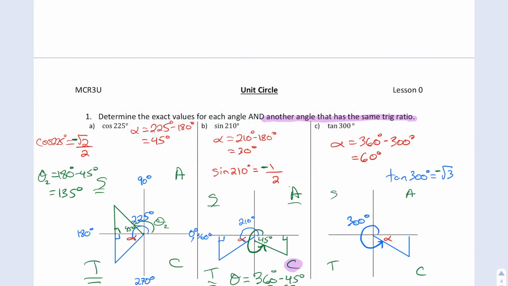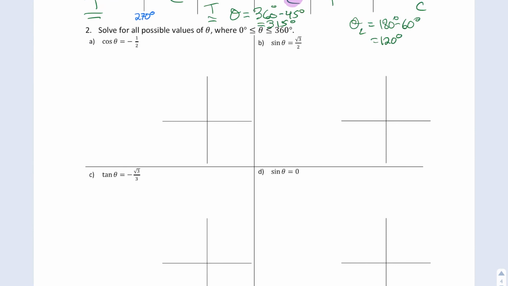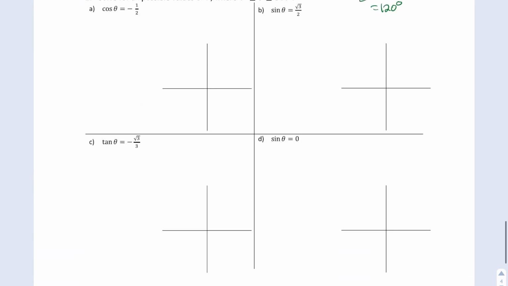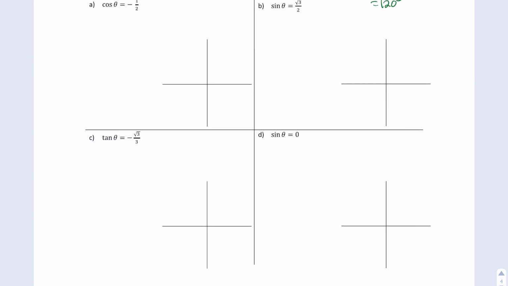So where else would tan be negative? Well, it's going to be up here. So now I know my alpha, my related acute angle, is 60. What I want is from here to here. Call that theta 2. So theta 2 is going to be 180 minus 60, which is 120. Okay. I'm going to fill in the rest, but I think you've probably got enough. I might just skip down to sine theta being 0, because I think that one's a bit different. The other ones I think you can try yourself, but I will fill them in for you.